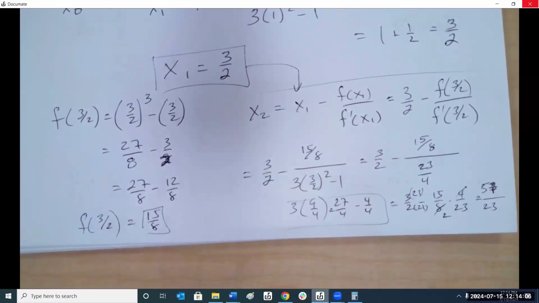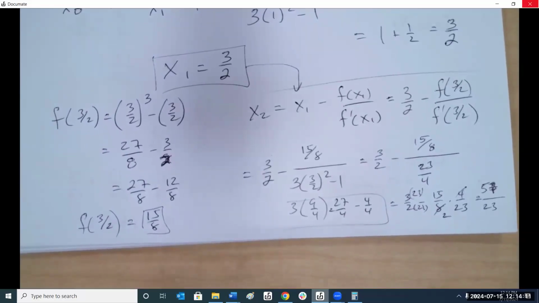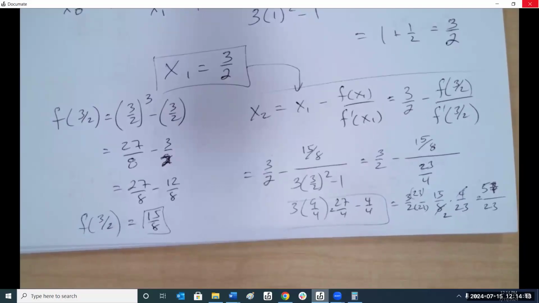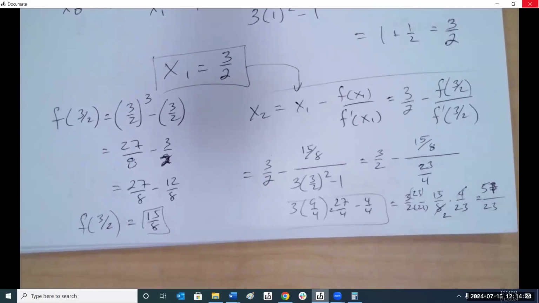Now, when we do iterative methods like this, doing it by hand is painful. That's why we use computers, Excel, to do this much easier for us. So we would keep on doing this over and over and over until our number gets close to 1. Any questions so far?